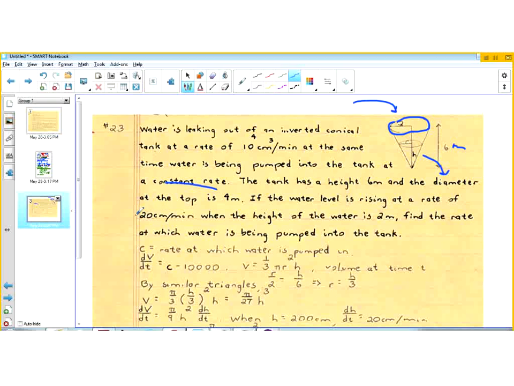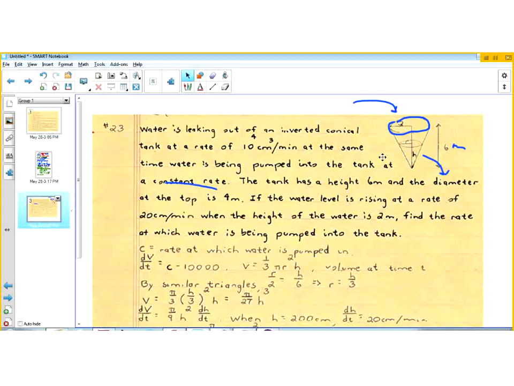So, okay, here we go. The water level is rising at a rate of 20 centimeters per minute. So that means the amount of water that you're pumping in is overwhelming the amount of water that's draining out. So you have a net change in water level rising for this tank. Okay, so you understand the dynamic.